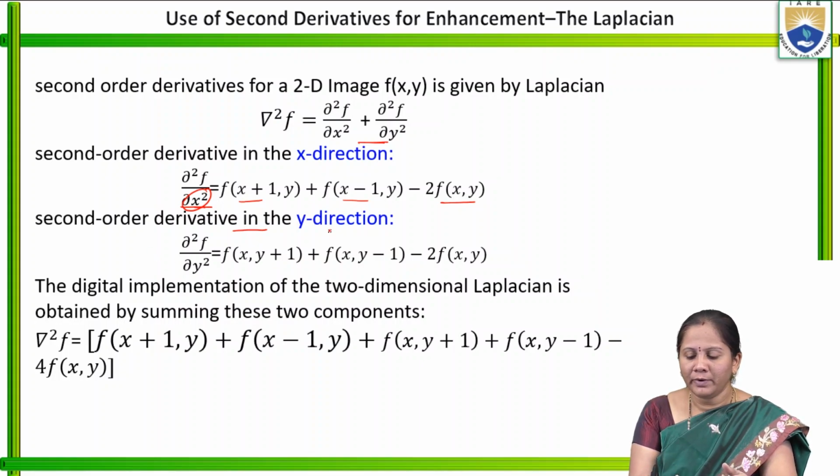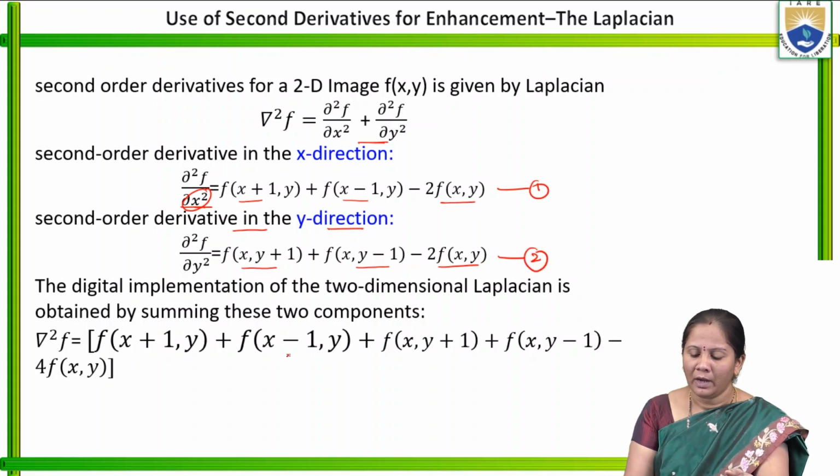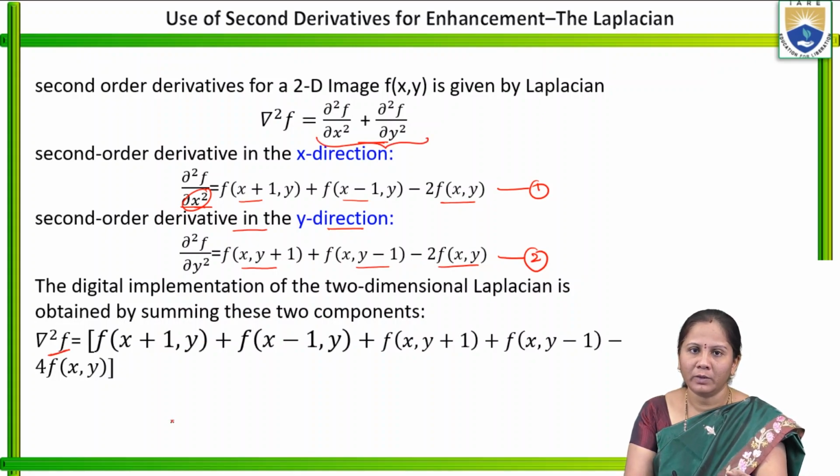So the second order derivative for the y direction, ∂²f/∂y², is equal to f(x,y+1) + f(x,y-1) - 2f(x,y). Considering this is equation 1 and this is equation 2, after performing the addition operation between 1 and 2, we are going to get this del square f equation, which is equation 3.